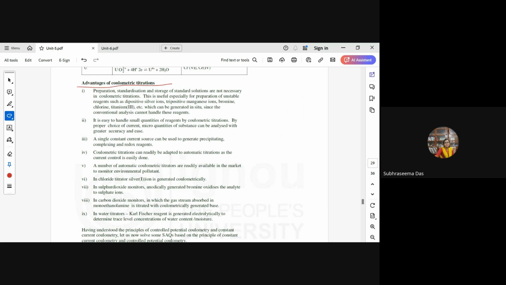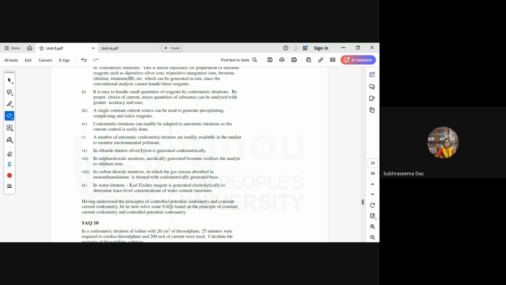The preparation and standardization are not necessary. The handling is easy. A single constant current can be used for generating reagents for all the processes. Coulometric titrations can be readily adapted. A number of automatic coulometric titrators are readily available in the market.